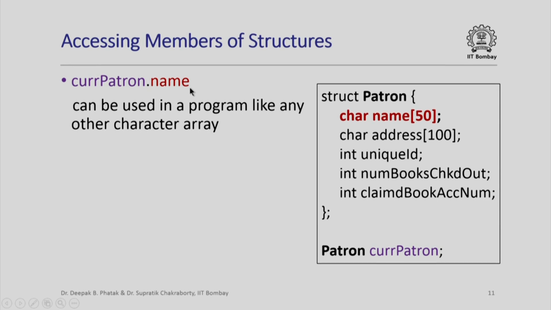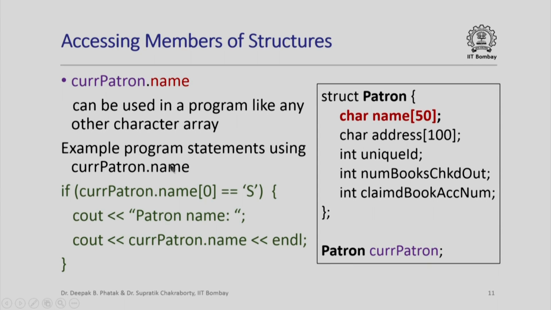Just like earlier we had seen that current book dot price could be used like any other double variable, similarly current patron dot name can be used like any other character array. So for example, here is some program statement which is using current patron dot name as a character array.